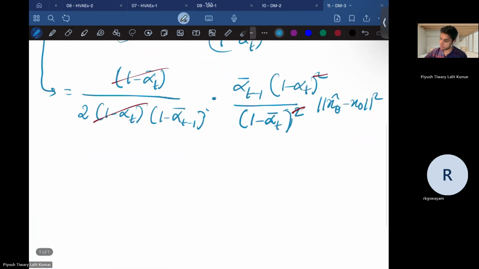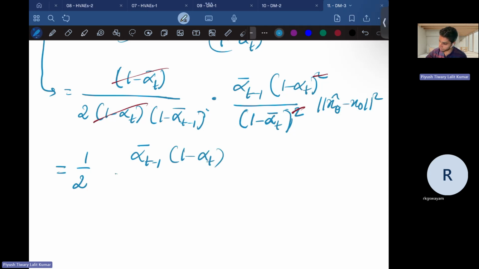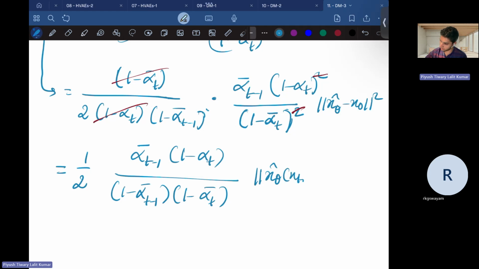Okay, so what is this thing? I will just write it down afresh so that there is no confusion. So there is 1 by 2, there is alpha t minus 1 bar into 1 minus alpha t, divided by 1 minus alpha t minus 1 bar into 1 minus alpha t bar. Norm of x theta hat of x t comma t minus x naught, norm square. This is what it is finally.